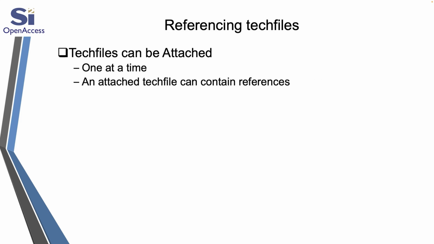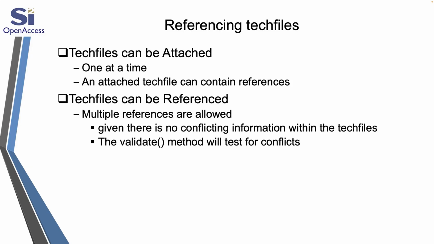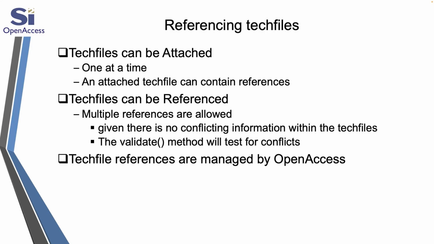While only one Techfile at a time can be attached, the Techfile may contain many references to other Techfiles. If there's no conflicting information in the Techfiles, then multiple Techfiles can be referenced. There's a validate method to test for conflicts. Validate actually uses the Tech observer to determine if the reference has conflicts. If so, false is returned.